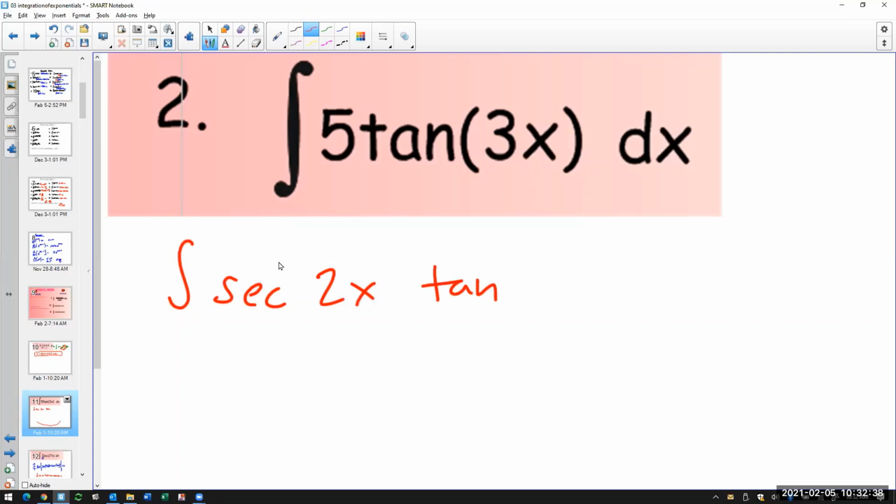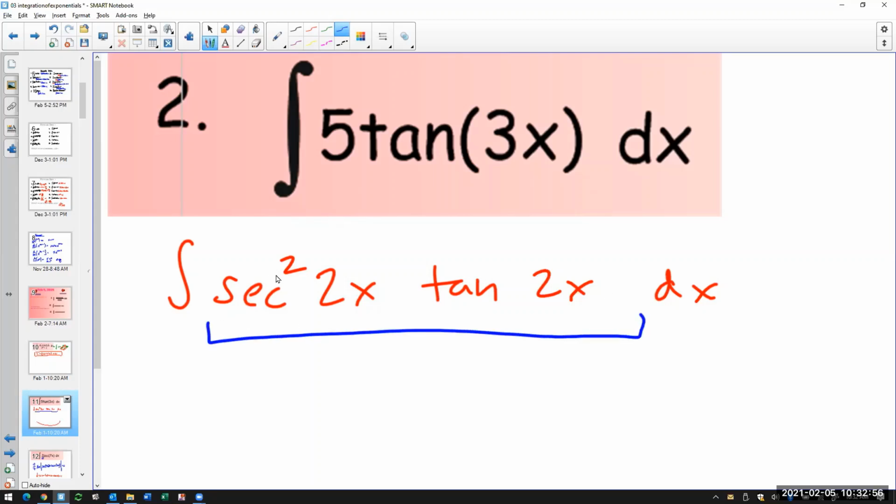Tangent, I'm going to make this a squared, tangent 2x dx. If you see this problem, which might be on your test, this is where students get confused. People will say that this is on your formula sheet, but I want you to look at this. Look at all the trigs.